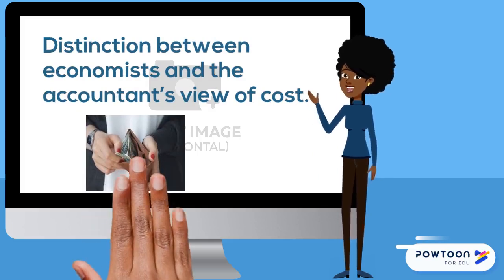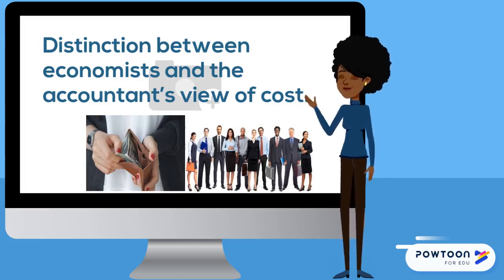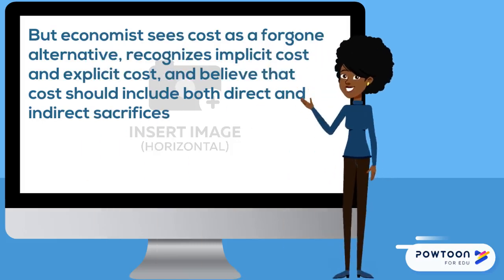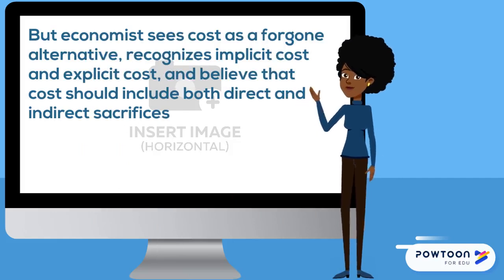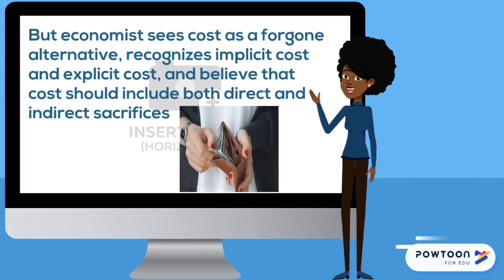Now, let's look at the distinction between the economist's and the accountant's view of costs. Economics sees cost as a foregone alternative, recognizes implicit cost and explicit cost, and believes that cost should include both direct and indirect sacrifices.